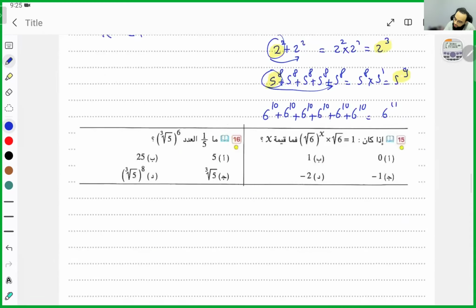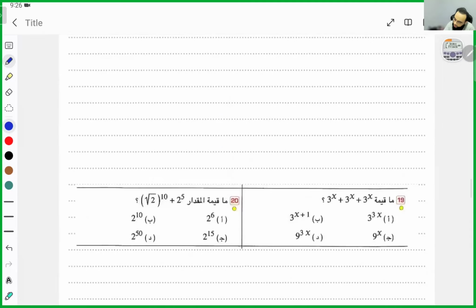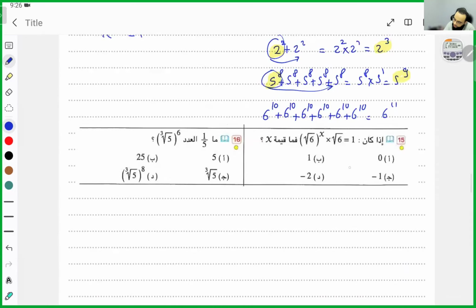I think it's yes. Okay. Here it's root 6 to the power of x times root 6 to the power of 1 equals 1. So this must be negative 1.